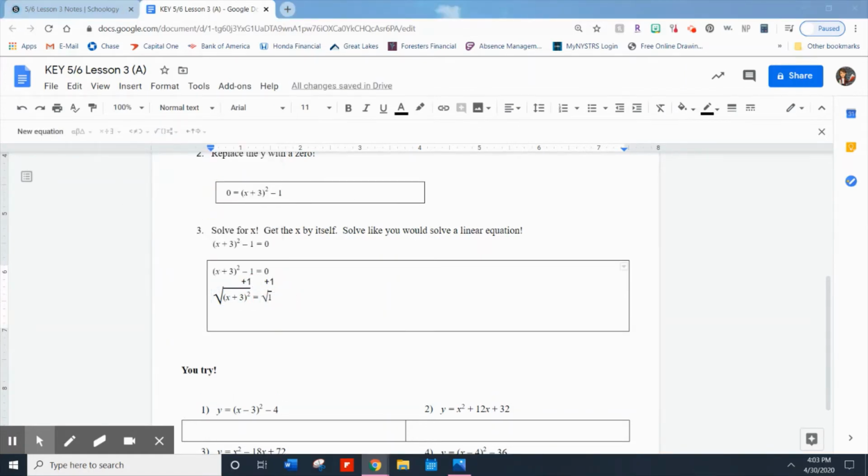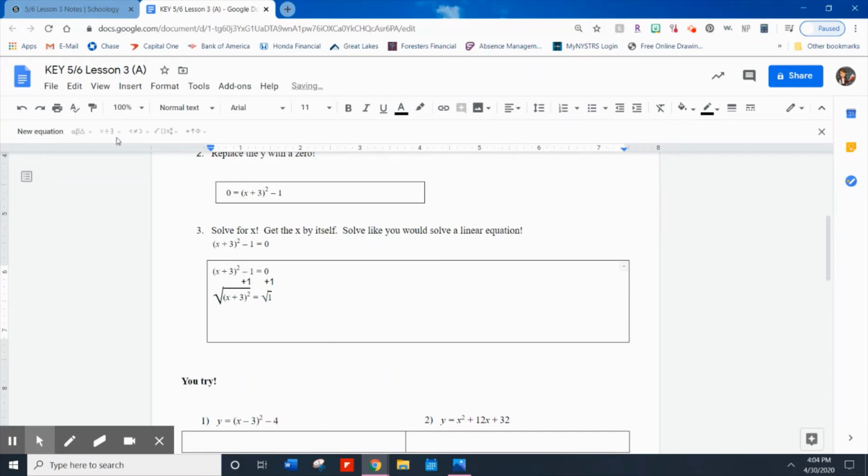Okay, so when we take the square root of the x plus 3 squared, the square root and the square cancel each other out. So we're just left with x plus 3. Now, when we take the square root of 1, we get 1. That's what our calculator tells us.